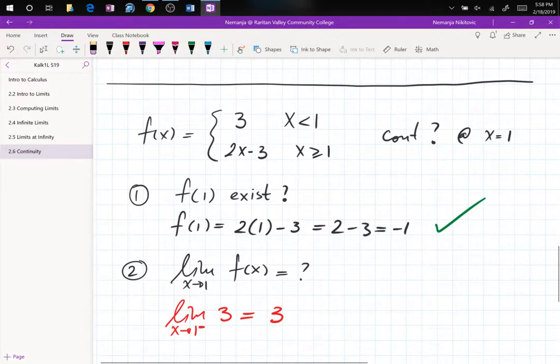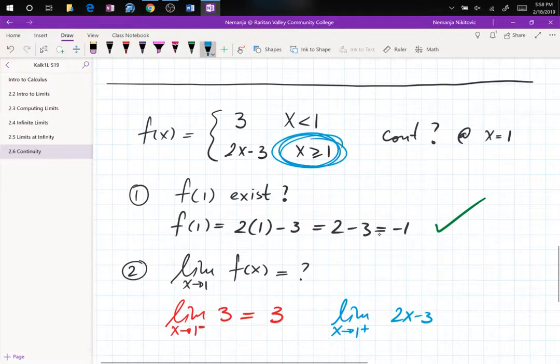And the Romeo on the other side, blue, limit as x approaches 1 plus, well, he's going to write 2x minus 3, because that's from the other side. Right? The values that are bigger than 1 are here. And this is bigger than 1. This is 1 plus. You are approaching from the right. So Romeo is going to use that. So you plug in 1 and you get -1.